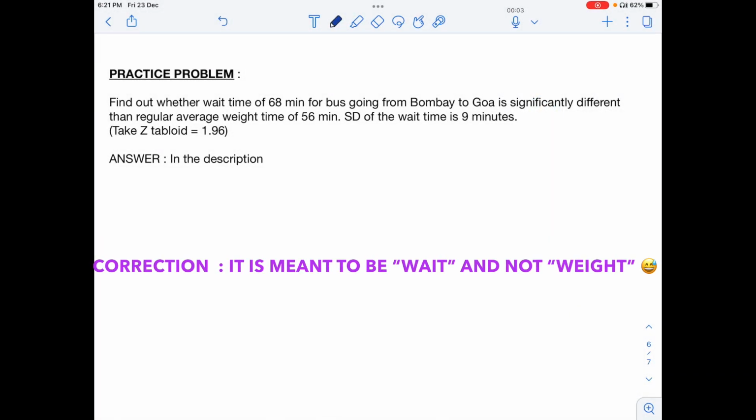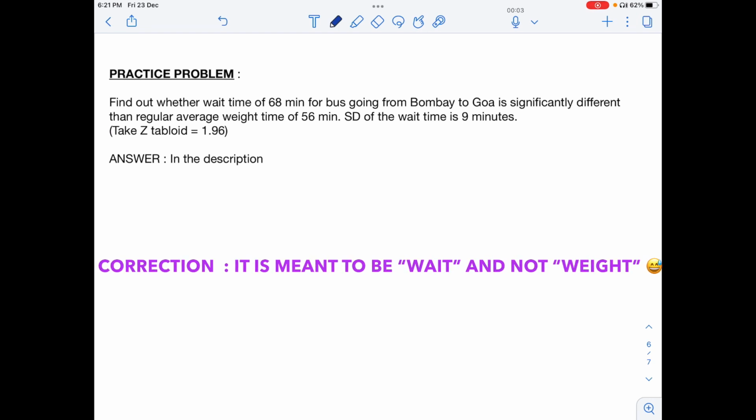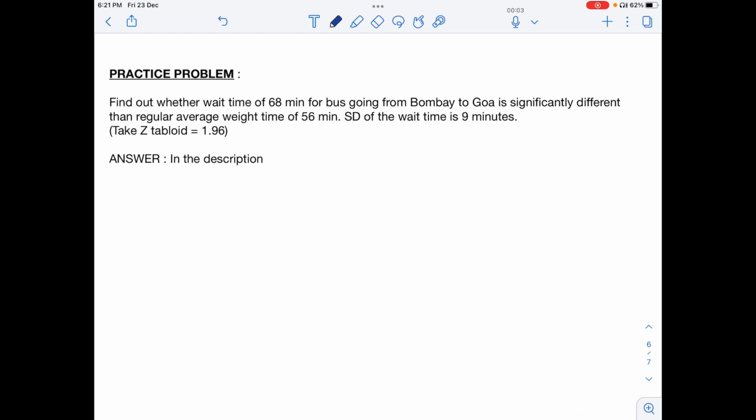So there is this practice problem that you can try out based on above 4 step method. Find out whether wait time of 68 minutes for bus going from Bombay to Goa is significantly different than regular average wait time of 56 minutes. Standard deviation of the wait time is 9 minutes. Now z tabulated value is already given as 1.96, so use that, and the answer I provided in description. Please try it out.